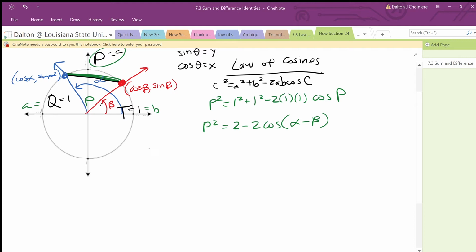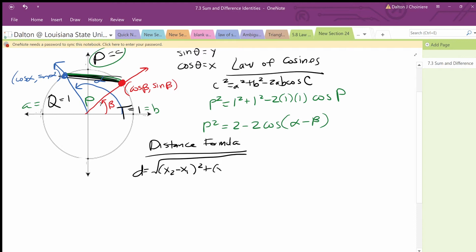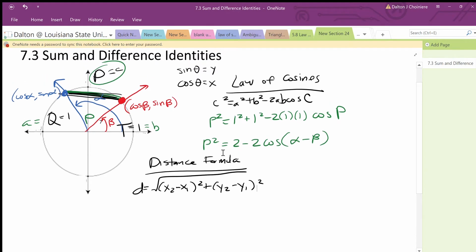And then I want to use what we know about the distance formula to, instead of using trig to find the length of P, let's use the distance formula. Now, if you recall from your geometry days, distance formula is square root of x2 minus x1 squared plus y2 minus y1 squared. Now, the x1s and the x2s just come from your coordinates. So I'm trying to find the distance between my red and blue coordinates.